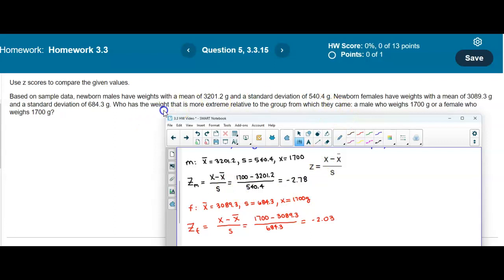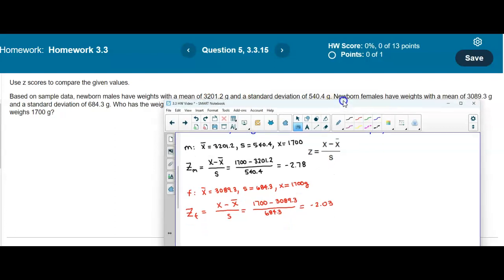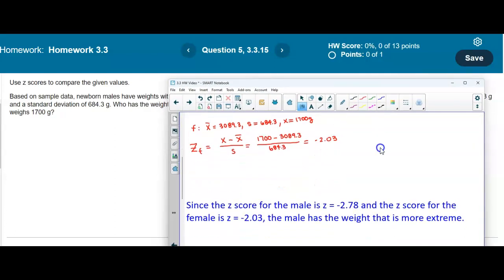Now that we found our z-scores for the male and the female, we need to determine who has the weight that is more extreme relative to the group from which they came. Since the z-score for the male is negative 2.78 and the z-score for the female is negative 2.03, the male has the weight that is more extreme.